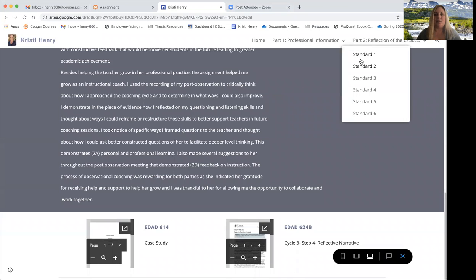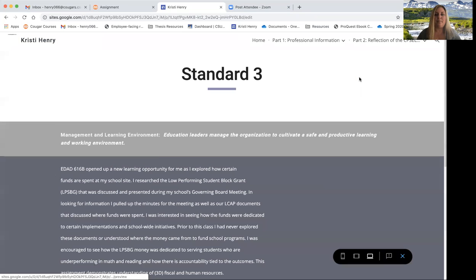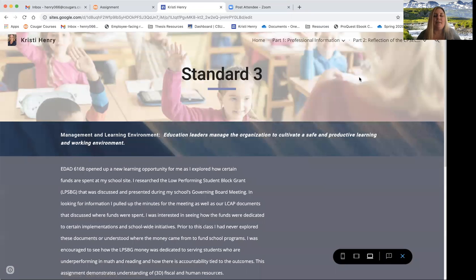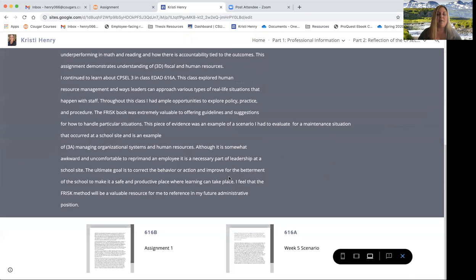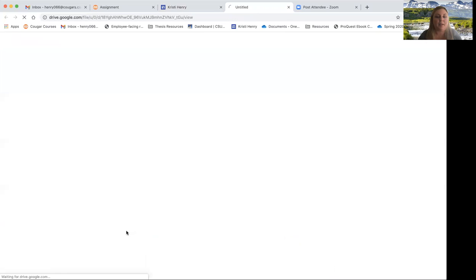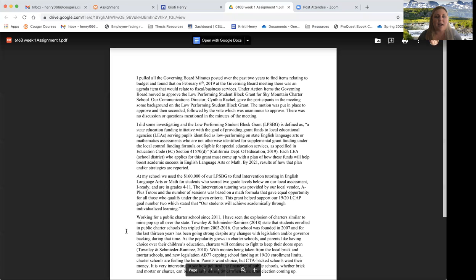Okay, moving on to standard 3. Management and learning environment. Education leaders manage the organization to cultivate a safe and productive learning and working environment. I have my reflection here and my two artifacts to demonstrate this learning. At the bottom, I have 616B, assignment 1. And in this assignment, I researched the low performing student block grant at my school site and how that money is spent and how we got that money. It was covered at a governing board meeting that I attended.